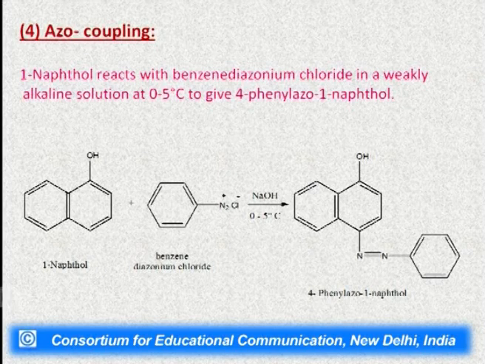Then comes azo coupling. 1-naphthol reacts with benzene diazonium chloride in a weakly alkaline solution at 0 to 5 degrees centigrade to give us 4-phenylazo-1-naphthol. This reaction takes place in ice or at 0 degree temperature. In this reaction, naphthol undergoes coupling with benzene diazonium chloride and it gives us this azo product.